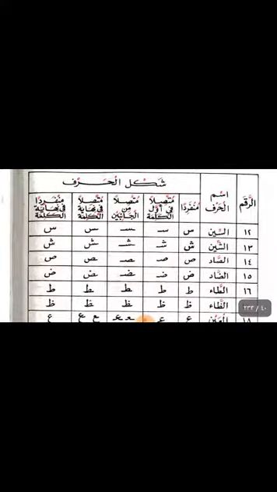Wahid, ithnan, thalatha. Read this. The rakam column, the first column, means number. Read these numbers. Wahid, ithnan, thalatha, arba'a, khamsa, sitta, sab'a, thamaniya, tis'a, ashara, ahad ashar. Okay. Continue to the next column.